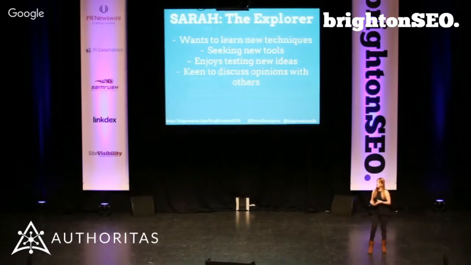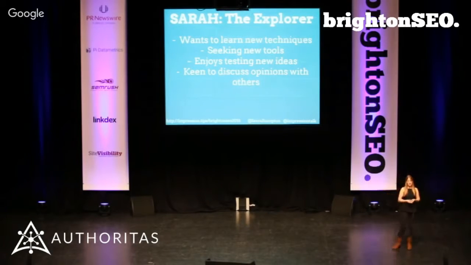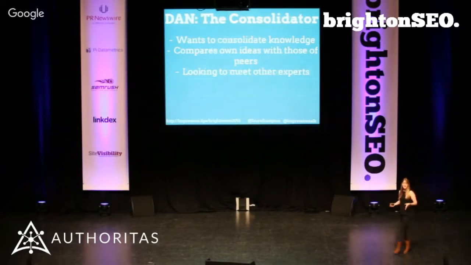And that's how I came up with Sarah. She's my first persona. And I've built her by just consolidating a group of motivations into one. So I've called her my explorer. She wants to learn new techniques, she's seeking new tools, she enjoys testing new ideas, and she's keen to discuss her opinions with others. I said hi to Dan at the beginning. He's my consolidator. So he wants to consolidate his knowledge, compare his own ideas with those of people around him, and he's looking to meet other experts as well.